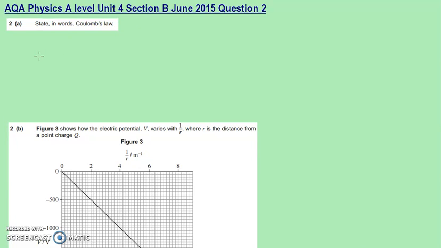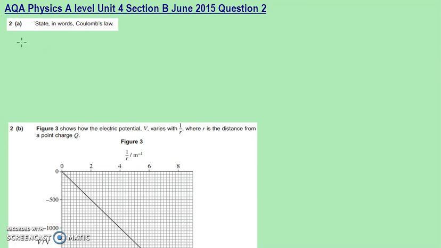Hi everybody, we're going to have a look at June 2015, Unit 4, Section B, Question 2. So it's about electric fields, and it's one that some people have struggled with in recent mocks. Part 2a says, state in words Coulomb's law.